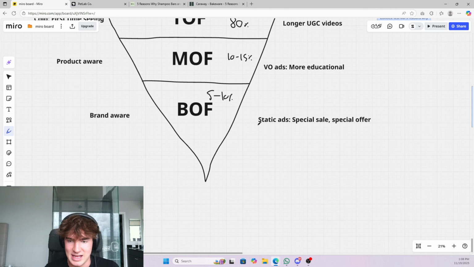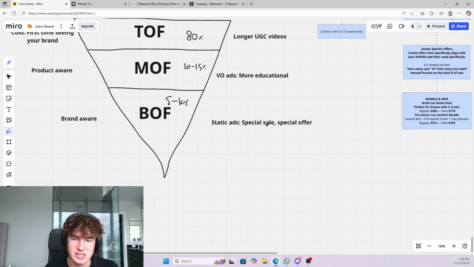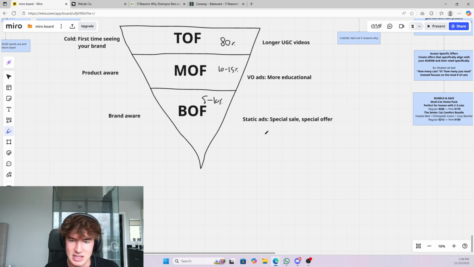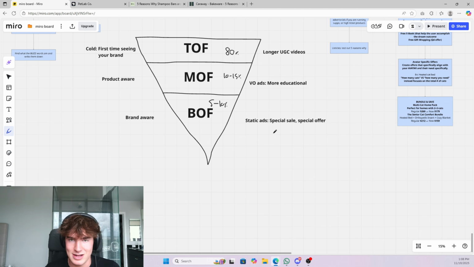This is really where static ads can be very important, just because you can get these up quick. You can split test them quickly as well. And it's really easy to get across your offer or the sale that you're having. Very simple and very quick.